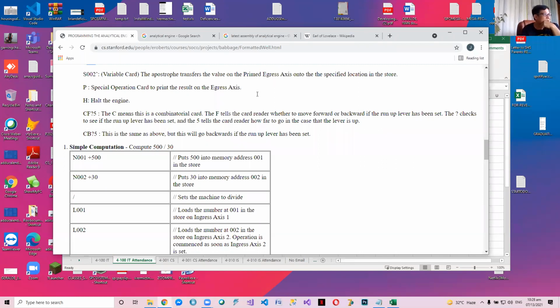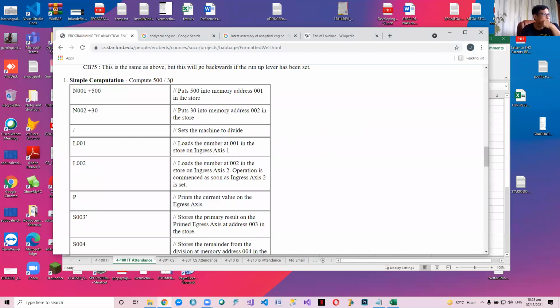Here's a simple example: N001 plus 500, times, divided by 30. First, N001 500 puts the 500 into address 001. And N002 plus 30 puts 30 into memory address 002 in the store. And then we have an operation card. This is the card's loom. Divide sets the machine to divide.